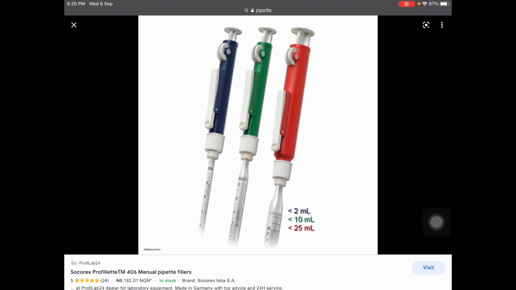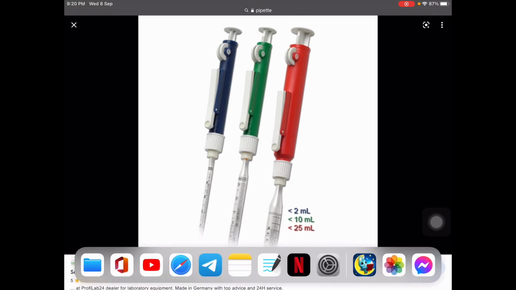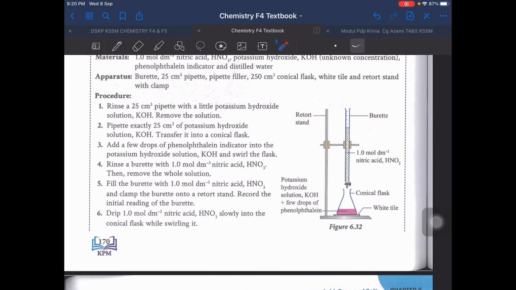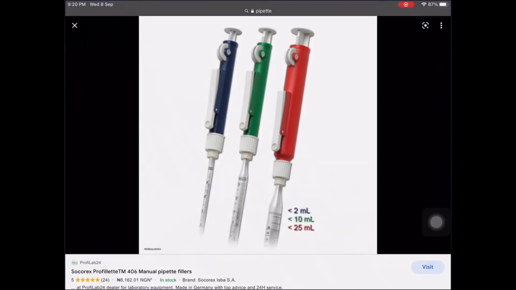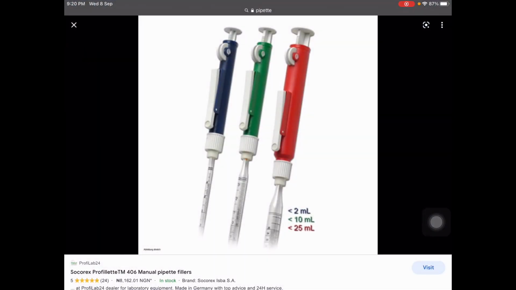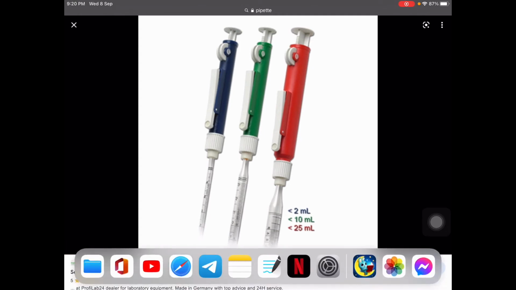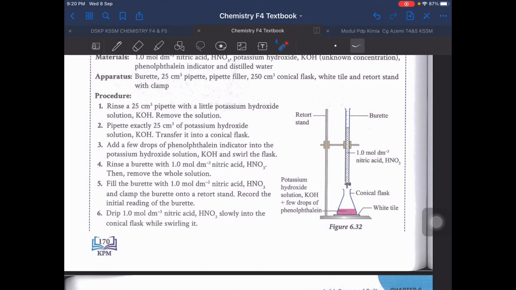So, there are 3 types of pipette. Ada yang can measure 2 cubic centimeter atau 2 ml, 10 cubic centimeter or 25 cubic centimeter. So, in the experiment, in your textbook, dia mau kamu rinse 25 cubic centimeter pipette with a little potassium hydroxide. You have to rinse. Kenapa guna pipette? Because pipette sangat tepat. Dia sudah ada isi padu yang ditetapkan. Ngam-ngam. So, you no need to susah-susah pakai measuring cylinder. No need. Sebab sudah ada pipette.